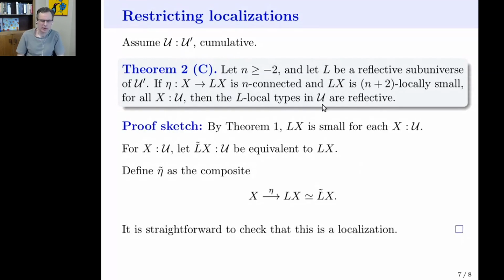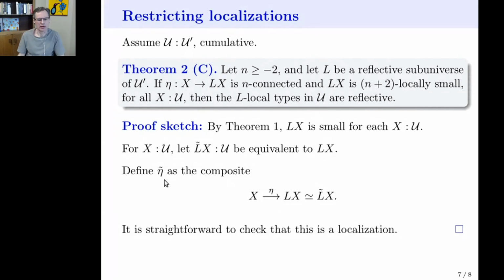Okay, so let me just give you the quick proof. Using Theorem 1, it's very easy, because we've got exactly the hypotheses here. We have an n-connected map to an n plus 2 locally small type from a small type. So it follows that this Lx type is small. And being small means that you can choose something that's in U with an equivalence to Lx.